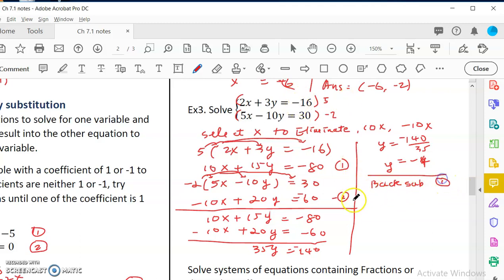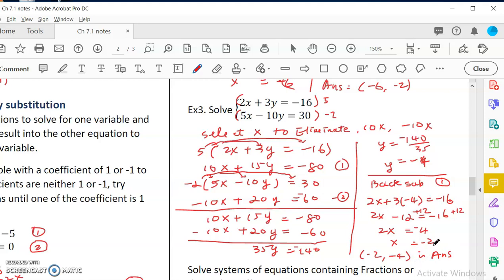Okay. 2x plus 3 times negative 4 equal to negative 16. So 2x minus 12 equal to negative 16. 2x is equal to negative 16 plus 12, which is negative 4, right? Plus 12, plus 12. So x is equal to negative 2. There, I have it. Negative 2 and negative 4 is the answer.